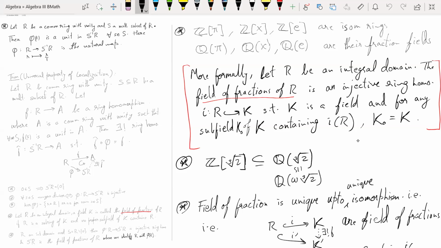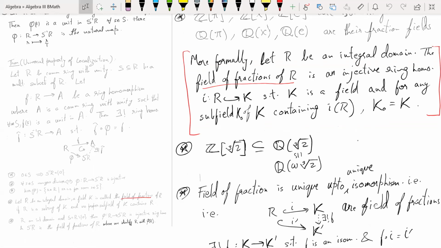So I gave some transcendental example above, so I thought I'll say that you can get even non-transcendental examples, right? For instance, Z adjoin cube root of 2. This, remember, is isomorphic to Z adjoin omega times cube root of 2 as well. Okay, so these two rings are isomorphic.